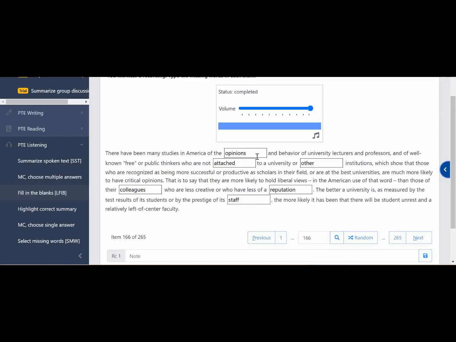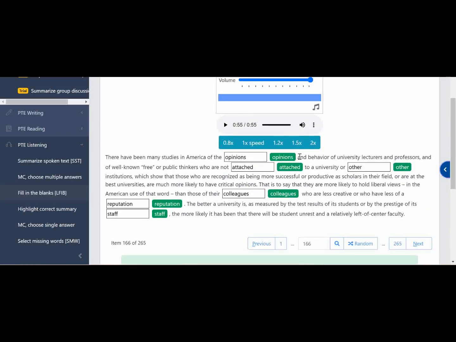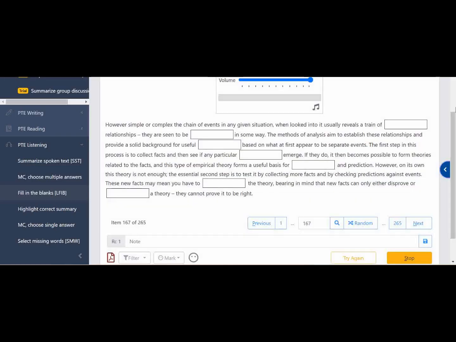Opinions, who are not attached, because with are, if the sentence is in the passive voice, then we will use ed form of verb. Or other institutions, their colleagues, because there is a plural, means they are talking about multiple persons. Then reputation, and last one is the staff. So let's check the answers. So these are the answers: opinions, attached, other, colleagues, reputation, and staff. So this is the last one.